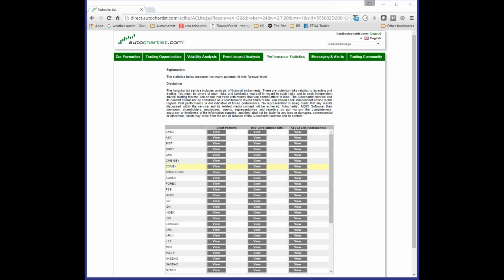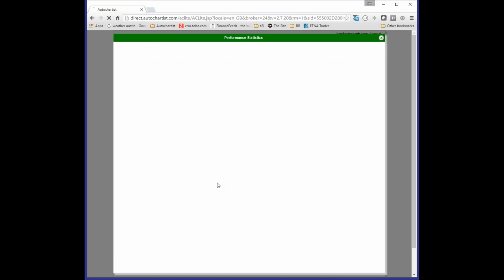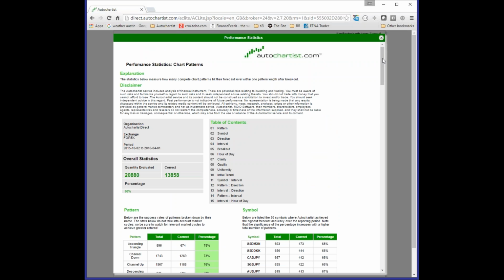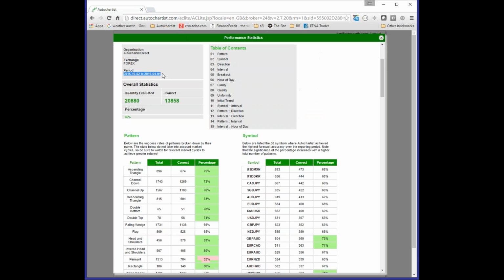So what I'm going to do now is I'm going to click on some of the Forex results. So if I look at the chart pattern results on Forex, we keep a 6-month rolling window, right, of patterns of results. So you can see this was done 2 weeks ago. We recalculate them every 2 weeks or so. And in the last 6 months, we identified about 21,000 patterns, and just under 14,000 hit their target region.